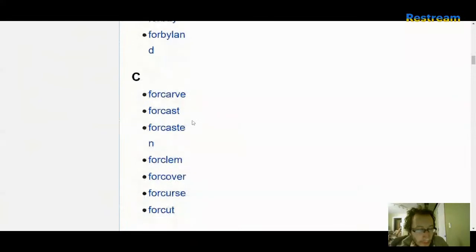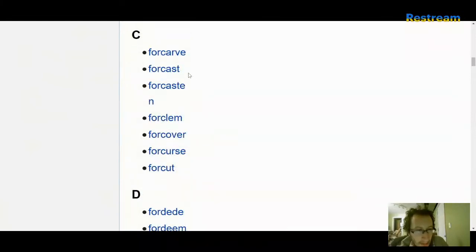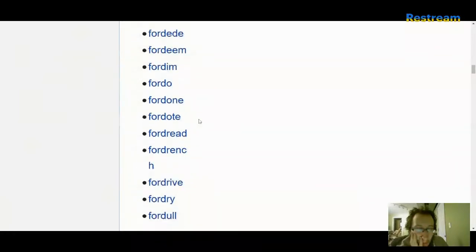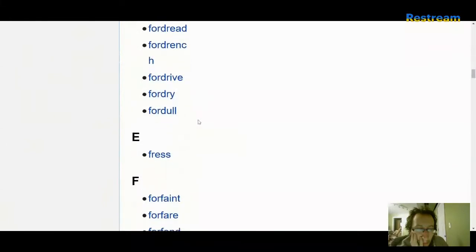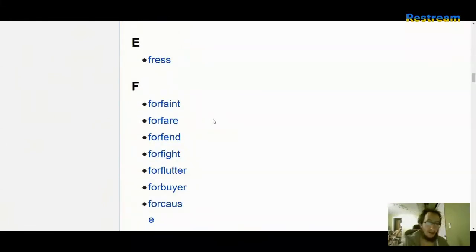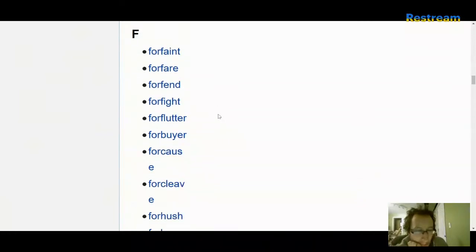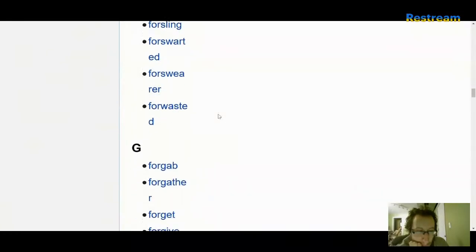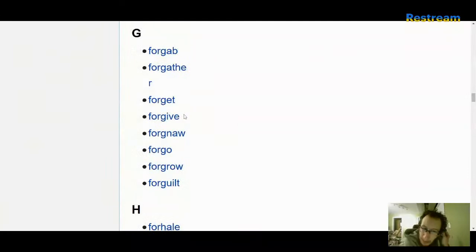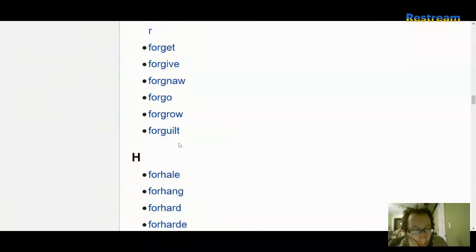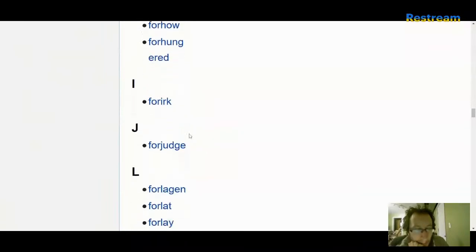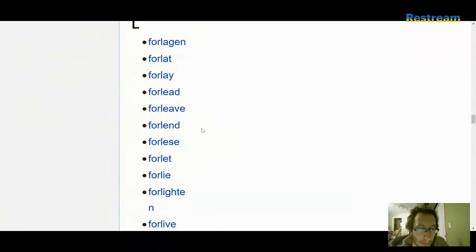Forebode, forecast. Let's see. Yeah, a lot of these are not commonly used, but forgive. I can't believe I forgot forgive. So forgive is one. Forgo. Let's see if there's any other interesting ones that we know of.